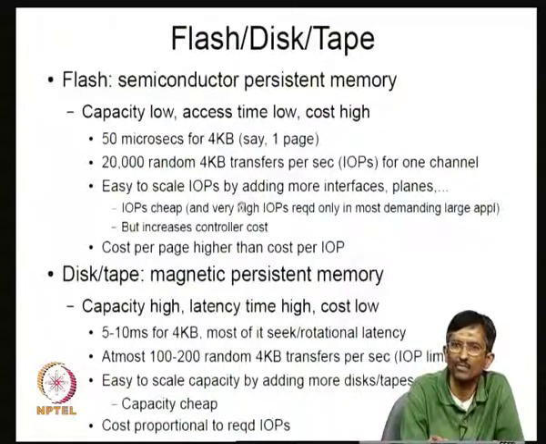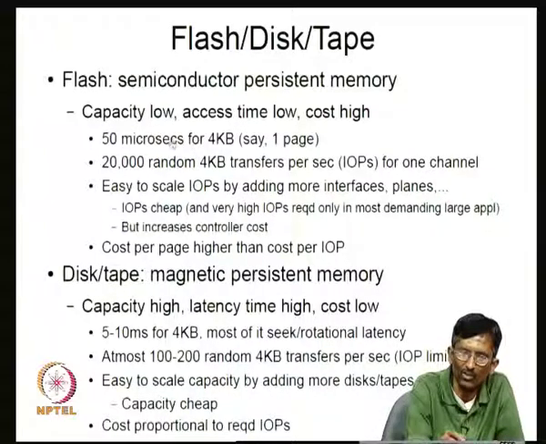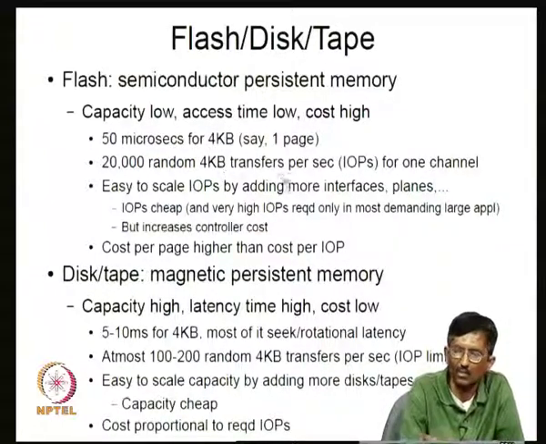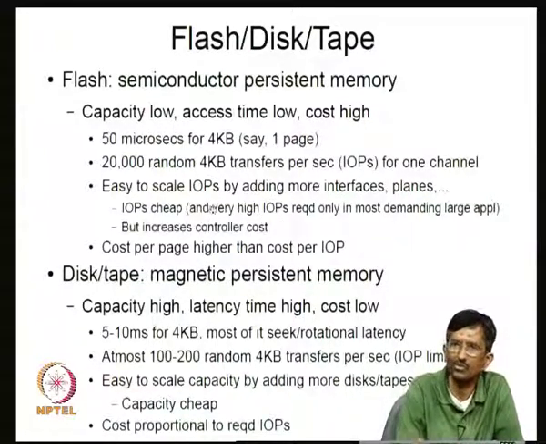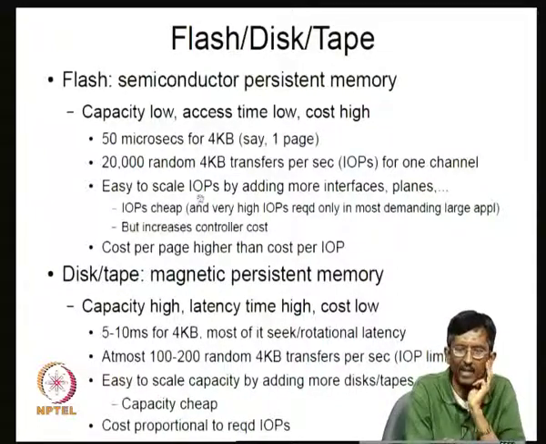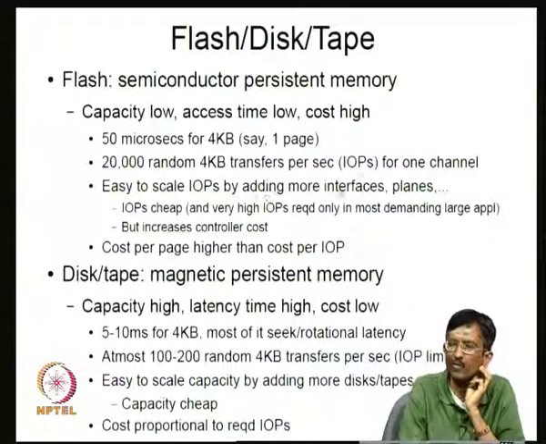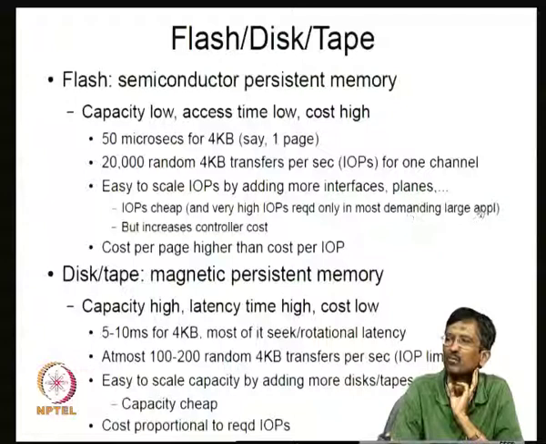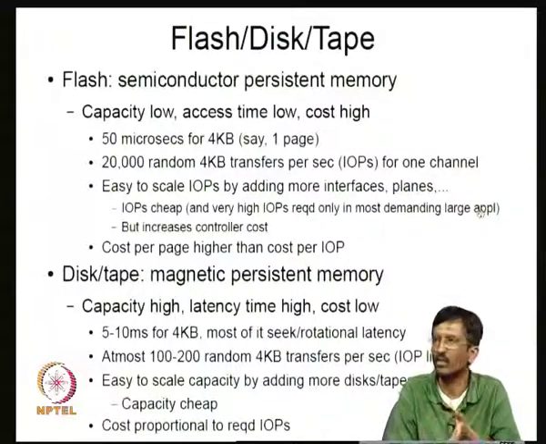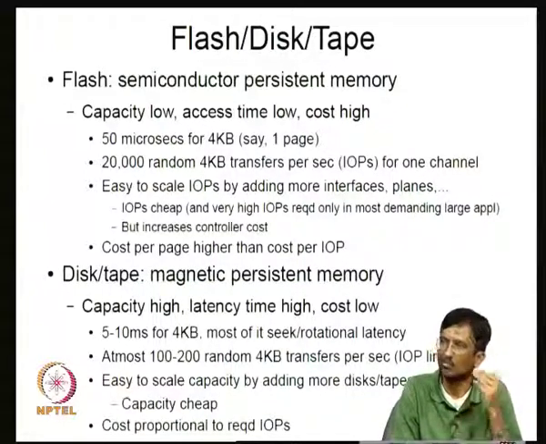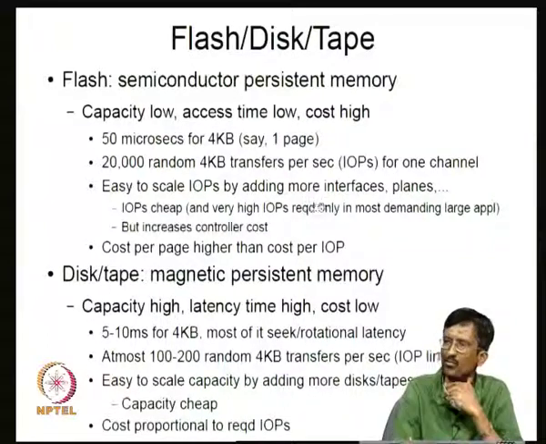Getting IOPS is cheap. What is costly? The capacity cost. Compared to a disk, the capacity cost is high, but IOPS are cheap. As mentioned, you can scale IOPS by adding more interfaces, planes and other things. What is also important is that very high IOPS are required only in the most demanding large applications. Most applications that we deal with don't require that kind of IOPS. So it's only specialty systems that require very high IOPS.